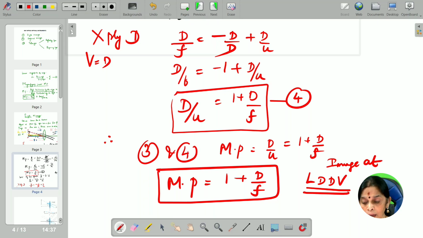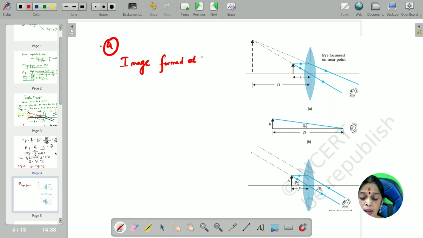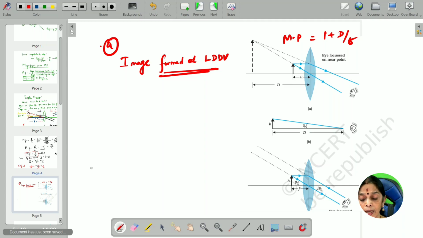So we found that, now we are going to find out how it is for the image at infinity. But before going, let us see this diagram. What does this diagram say? Diagram A represents image formed at LDDV, and the magnification power we found out as 1 plus D by F. Now we are going to see the second case, image formed at infinity.